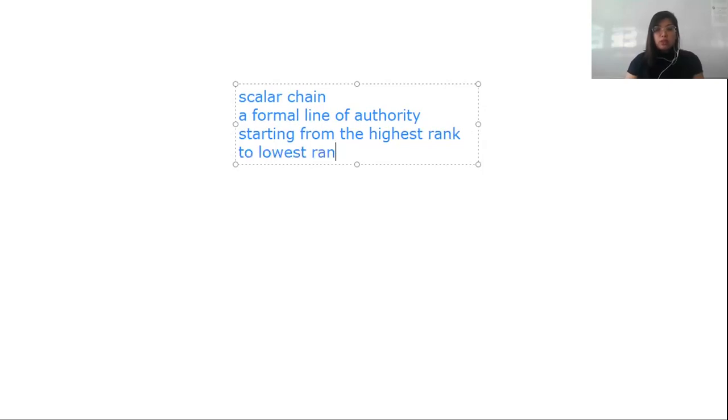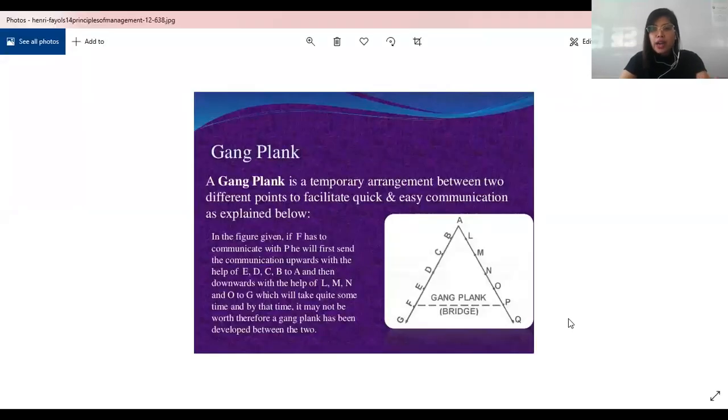Okay, so since we have bureaucratic management, no, so there is a system na, so there is a highest rank and then the lowest rank. So in scalar chain, there is a formal line of authority. So this is connected with the gangplank method. So what is a gangplank method? Okay, so when we say gangplank, this is a temporary arrangement between two different points, okay, to facilitate quick and easy communication as explained below.